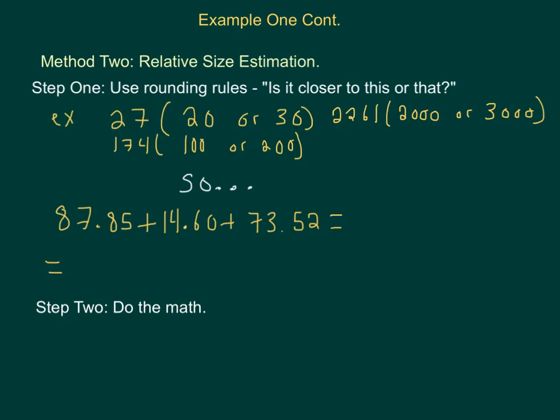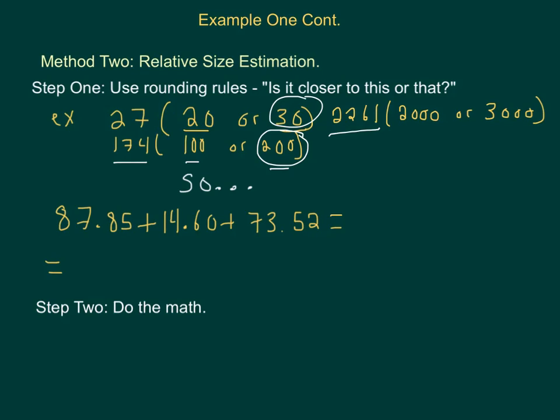So method 2 says relative size estimation. I know there's a bit of writing on here, but I want to do it ahead of time for you so we could explain it and go through it. Relative size estimation is actually really easy. All you're doing is using the rounding rules. So the idea is, is it closer to this or is it closer to that? If we had the number 27, is it closer to 20 or 30? Well, we know just looking at it that 27 is closer to 30. So we just round that to 30. 174, is it closer to 100 or 200? Well, it's closer to 200.